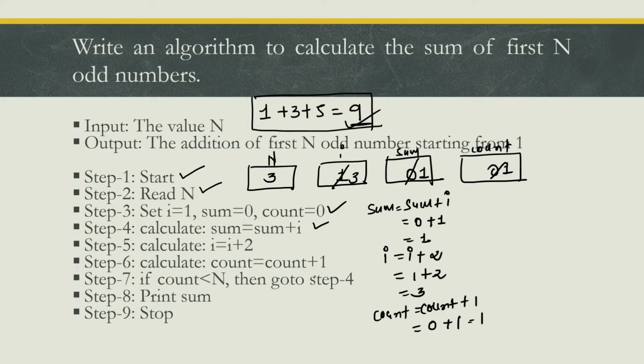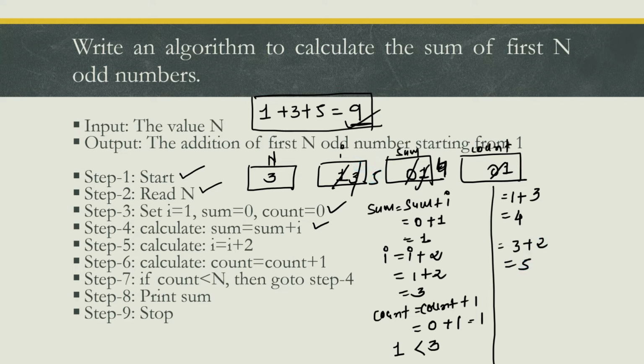Then we have to check whether count is less than n or not. What is the value of count? 1. 1 is less than 3. Yes, it is true. Then again we have to execute step number 4. What is step number 4? Sum is equal to sum plus I. The value of sum is 1, the value of I is 3. 1 plus 3 is 4. Now the value of sum is 4. Then I plus 2. The value of I is 3, 3 plus 2 is 5. Now the value of I is 5. Then count. The value of count is 1, 1 plus 1 is 2. Now check the condition. 2 is less than 3. Yes, it is also true.